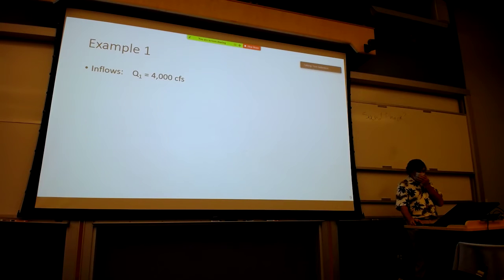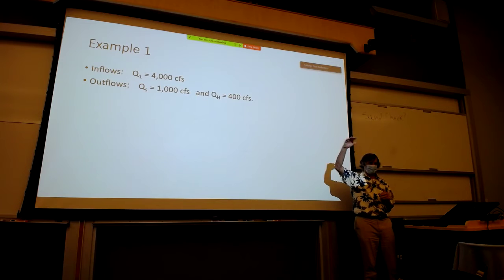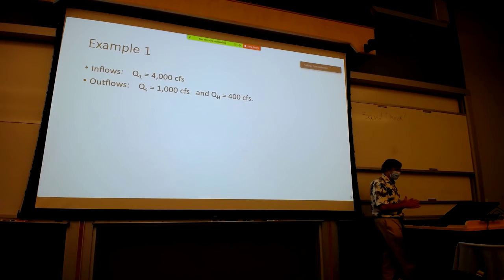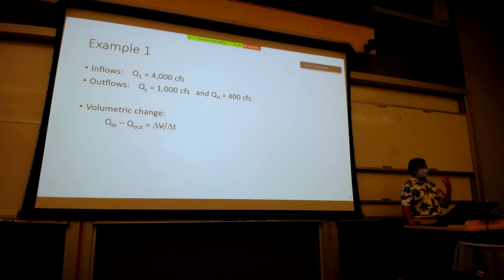So, our inflows, there's only one. It's on the upstream part of the reservoir. It's where the river's coming in at 4,000 CFS. We have two outflows. One is going over the spillways on the top of the reservoir, 1,000 CFS, and the other is going through the hydropower penstocks, 400 cubic feet per second. So the volumetric change would be the inflows minus the outflows.